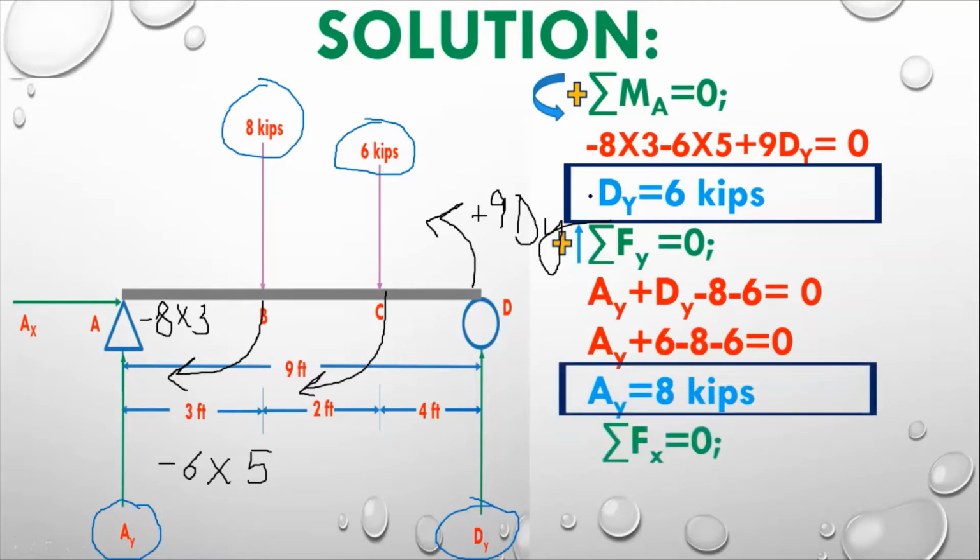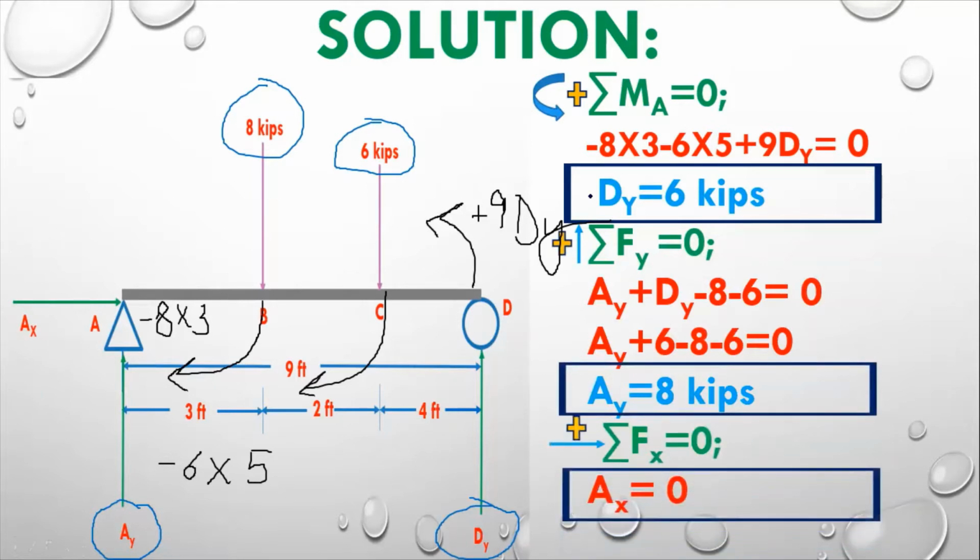So now I am going to sum up horizontal forces, and you know it very well. AX comes out to be 0 because we do not have any other horizontal force over here.